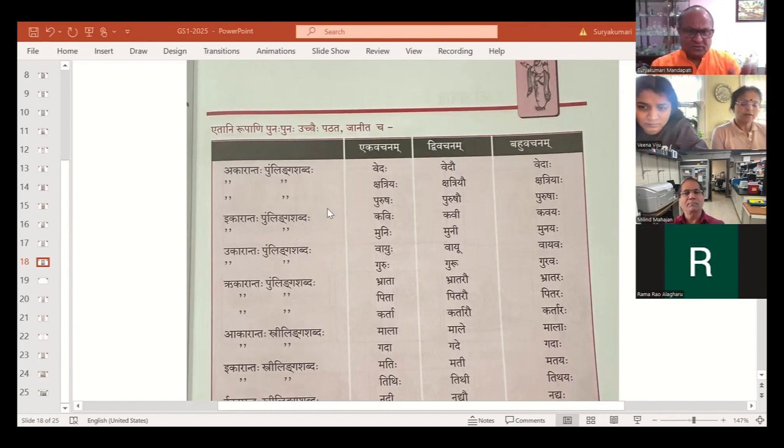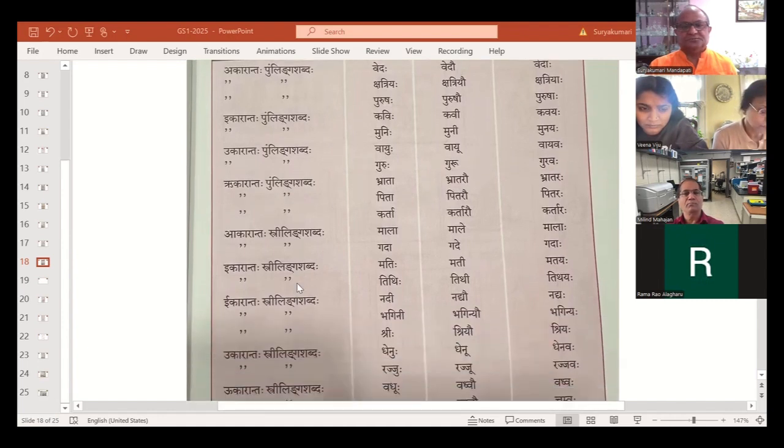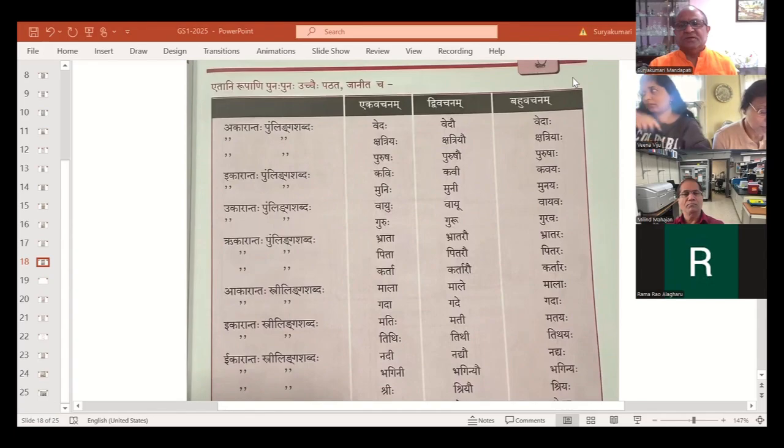So don't worry right now, I'm just introducing the concept. In the next class, we'll go into detail and study this lesson. Similarly, Vayu, Guruhu, Guru, Guravaha, Ukaranta, Punlinga Shabdaha. So it goes like that. Strilinga Shabdaha. Okay? This is just a quick introduction.